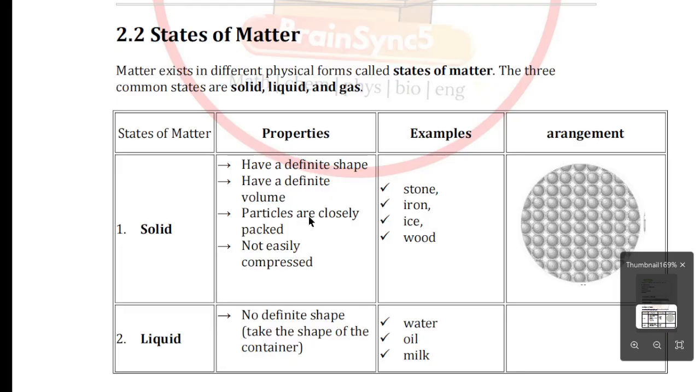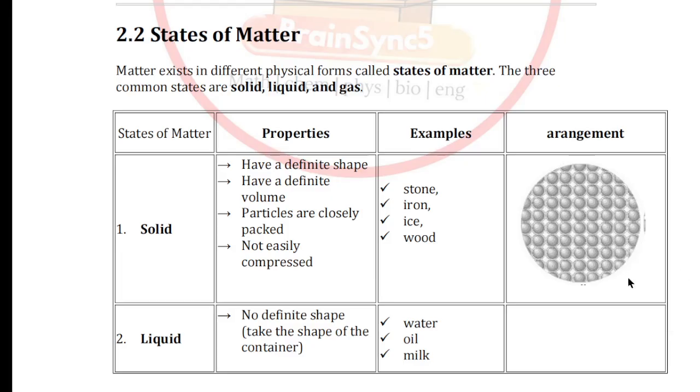Number three, particles are closely packed. The arrangement of particles here, as you can see, you see those round balls in here? Yes, those round balls that you see here are solid particles. As you can see, they are very closely packed. Examples of these solid things: stone, iron, ice, wood. These are examples of solids, you see. Just remember these properties and then you'll be good in answering exam questions. So these are the arrangement of solids.